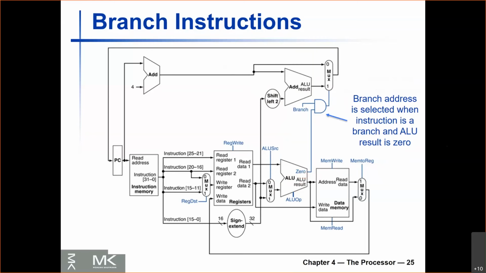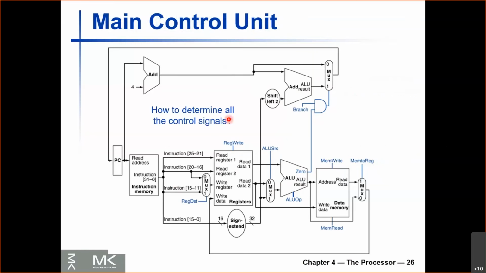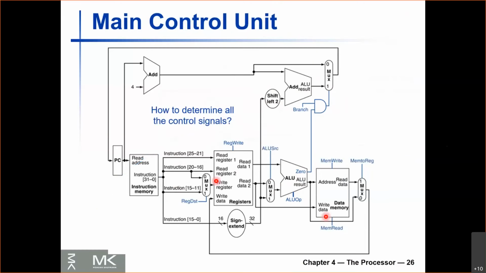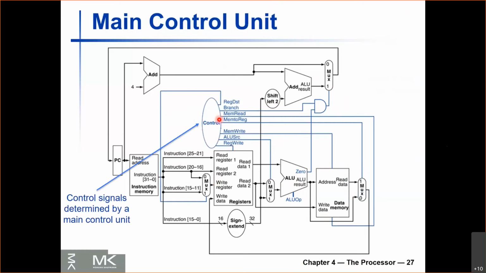Okay, so this covers branch instructions, and this is now the data path that we constructed last time, but now with a little bit more detail about what we are using each of the instruction fields for, and what each of these control signals do. Now the question is, how do we determine all these control signals? The answer is in the title: there's a control unit that does that. So we have a main control unit. All these blue signals that are scattered around the circuit, we're going to take these lines and have a main control output all of them, except ALU op, which I'll talk about later. All these lines are going to be determined by the control unit.